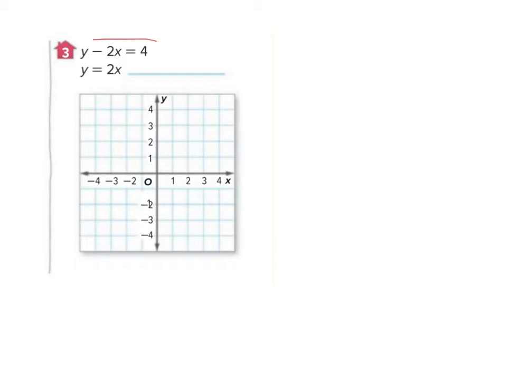So for the first equation, I want to put that into slope-intercept form. So y minus 2x equals 4. I want to solve for y. So if I add 2x to both sides, I can get y equals 2x plus 4. And the other equation is already in slope-intercept form.